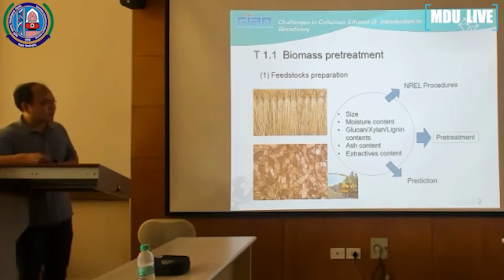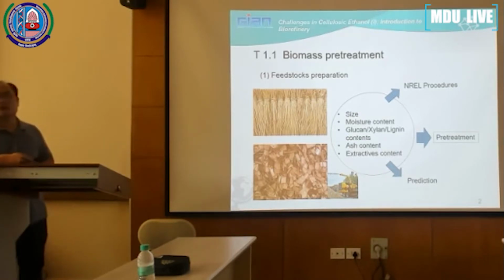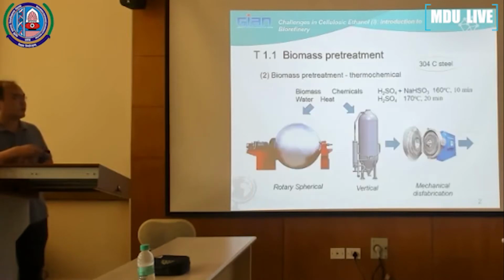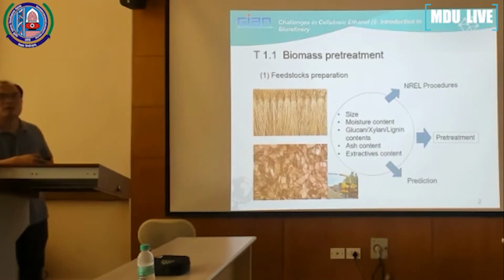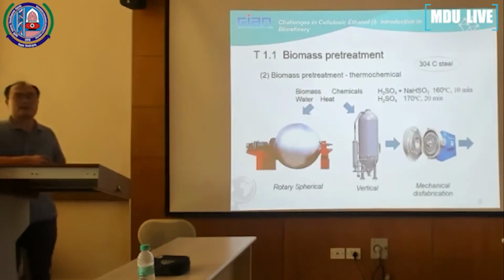Then we will do some prediction from the content data. We will get to know the cellulosic ethanol production from all of these feedstocks. Then we can subject these materials to the pretreatment. Pretreatment is the next step.